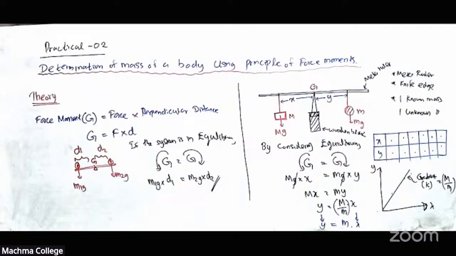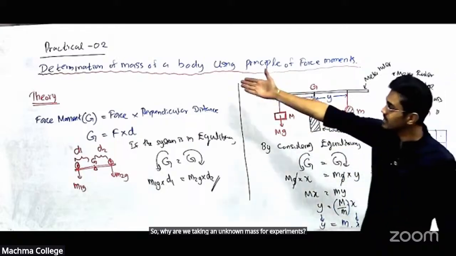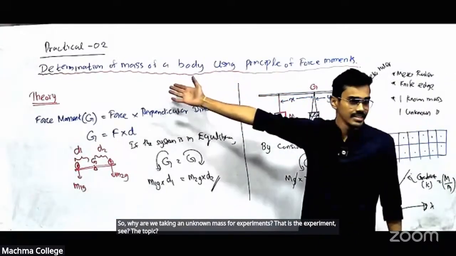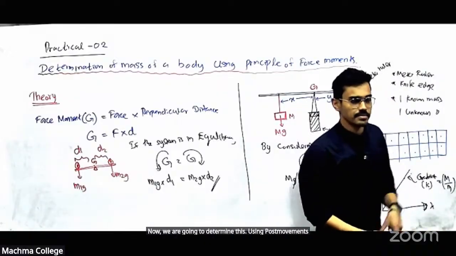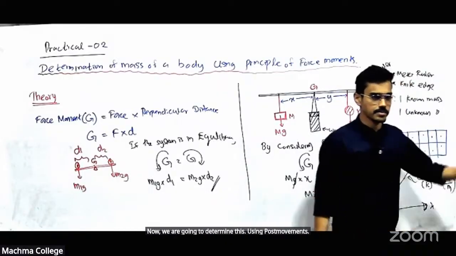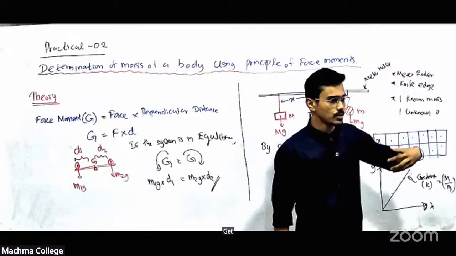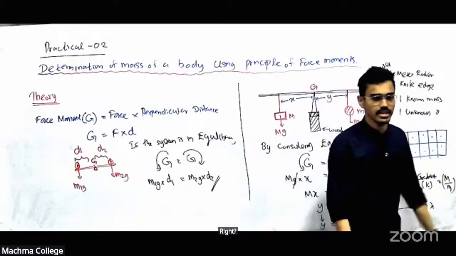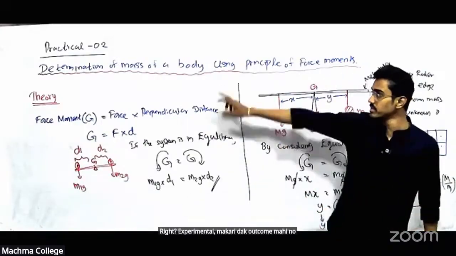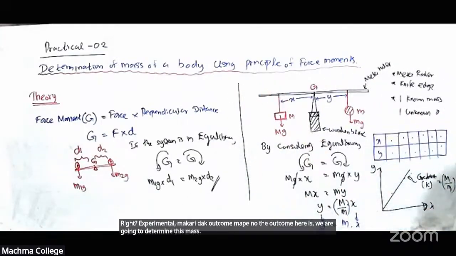So why are we taking an unknown mass for experiments? That is the experiment. See the topic? Now we are going to determine this using force moments. Because experiments are done to get something out, or to conclude something. Now the outcome here is we are going to determine this mass.